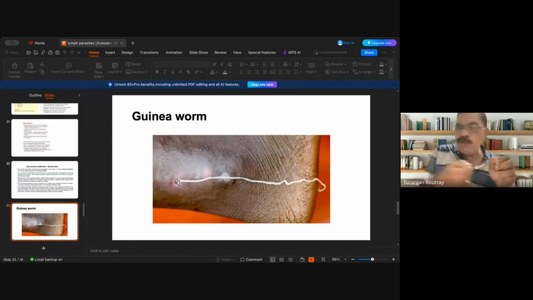So generally you don't take it out instantly, it will not come out. Simply it is tied with a stick, and the stick is rolled gradually every day, so it gets loosened, and it takes several days for the complete removal of this guinea worm from the body. Generally the sores occur in the lower limbs of the human body.